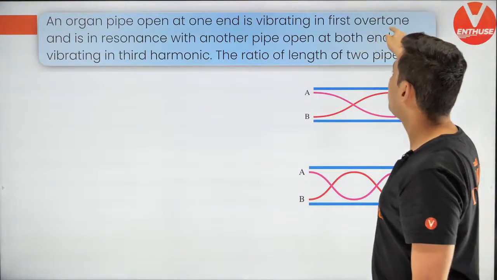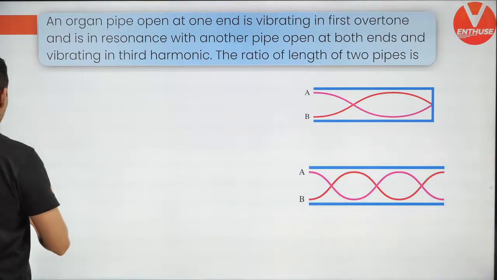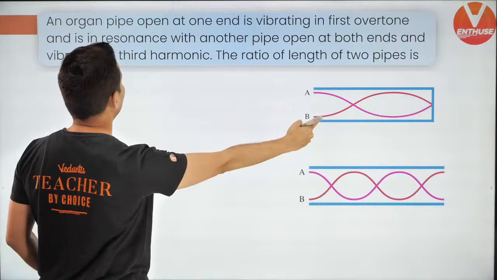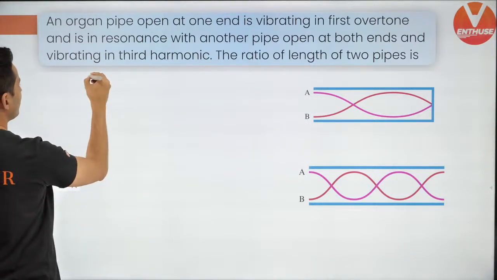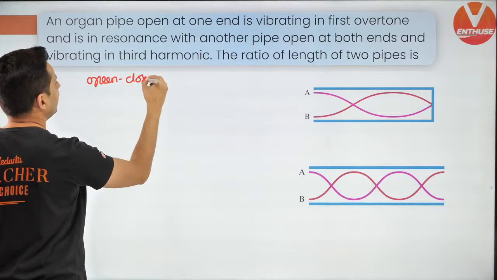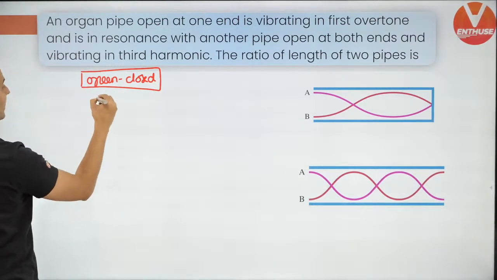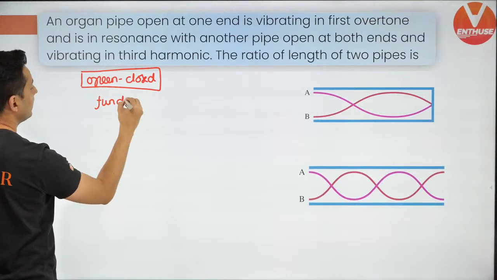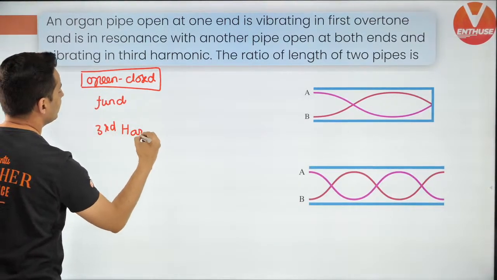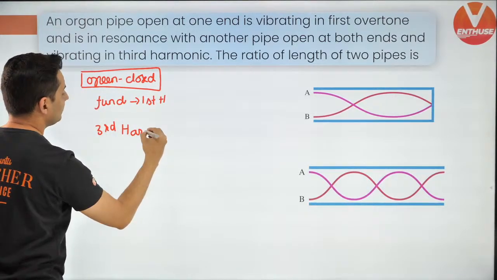Now, what is the meaning of first overtone? So let's think about it. For a pipe which is open at one end and closed at the other, understand there is this fundamental frequency and directly there is the third harmonic. The fundamental is called the first harmonic.